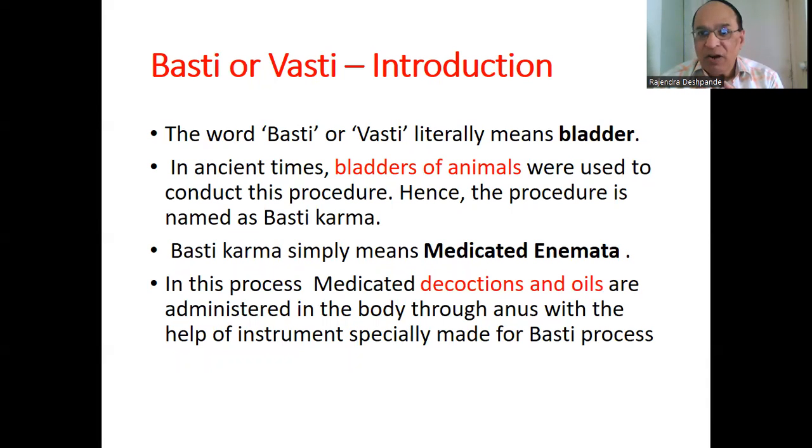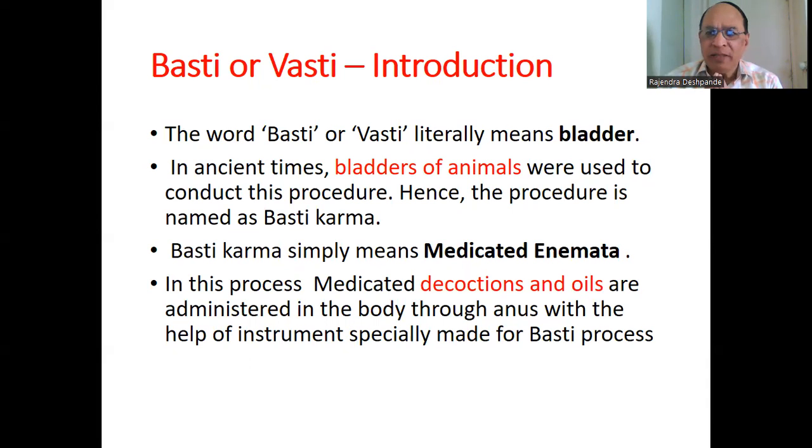How does that particular word Basti or Vasti come? The literal meaning of Basti is a bladder, especially the urinary bladder. In ancient times, in the Vedic period, the bladder of animals was used to conduct this procedure because it was one of the instruments required to give the medicated enema.